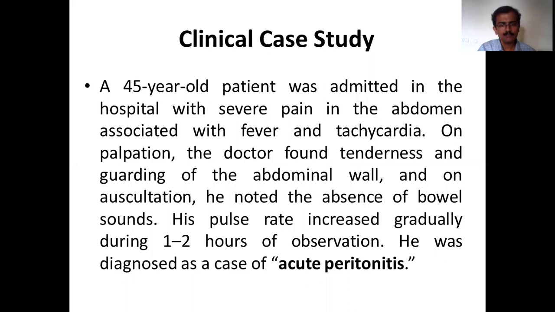So here, as you can see, the case is a pain in the abdomen associated with the fever and tachycardia. So fever and tachycardia is there, and also the tenderness. Means what is tenderness? Tenderness is the pain felt after pressing over the abdomen. That is tenderness, and also the guarding of the abdominal wall is there. Means the rigidity is there. So all these are in favor of something, infection in the abdomen, especially in the peritoneum. Okay, and his pulse rate gradually increased after 1 to 2 hours observation.